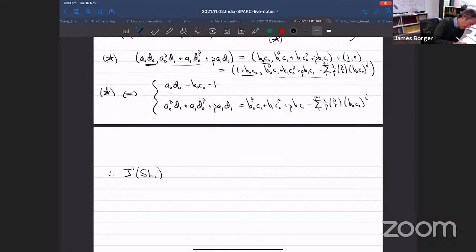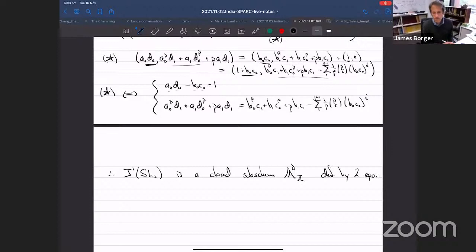Therefore, J1 SL2 is a closed subscheme of 8-dimensional affine space over the integers. 8 because you have 4 variables with zeros and then 4 variables with ones, defined by two equations. So you'd expect it to be 6-dimensional, and it is.